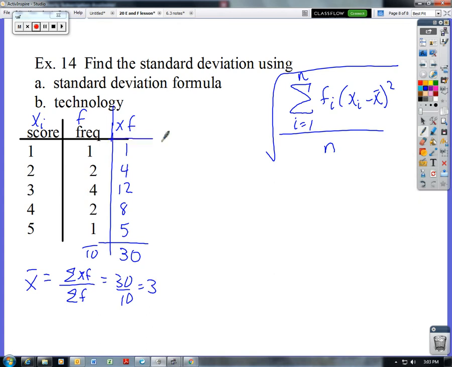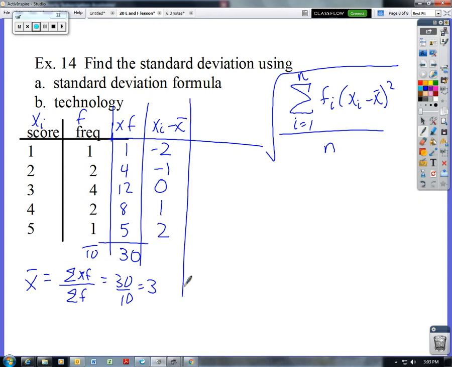That means we have x sub i minus x bar in this column. So x sub i is over here: 1 minus 3, 2 minus 3, 3 minus 3, 4 minus 3, and 5 minus 3. Then we're going to square those. Okay, that's 4, 1, 0, 1, 4.